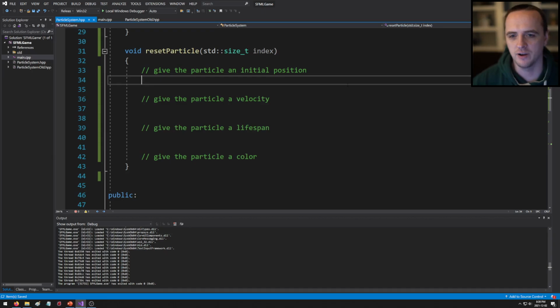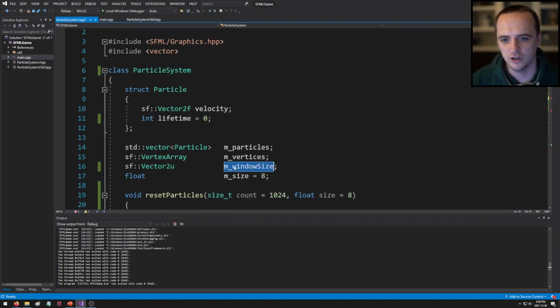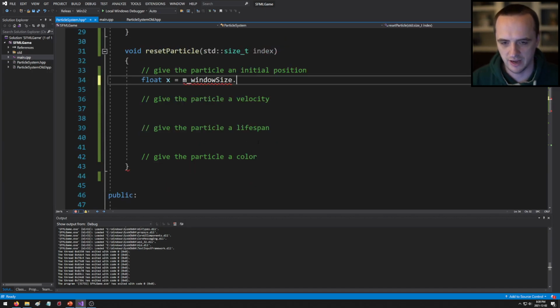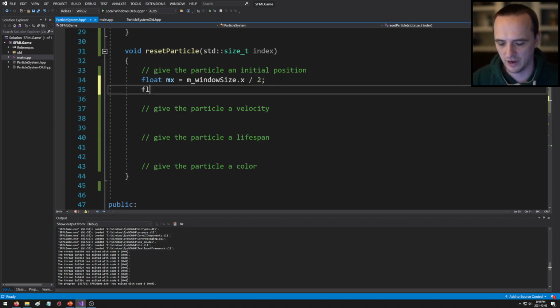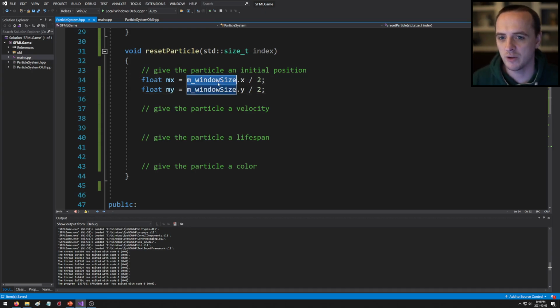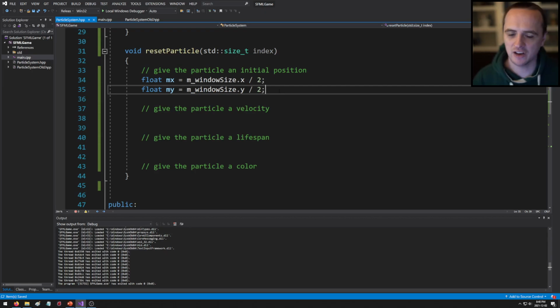Okay, so let's give it the initial position. Float mx equals m window size dot x divided by 2. So this is going to be the middle x, and float my is window size dot y over 2. So I've taken my window size and created this middle x variable to be the middle of the window, essentially.